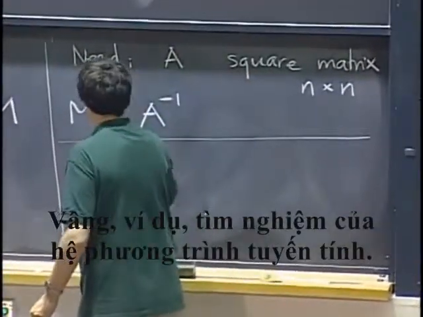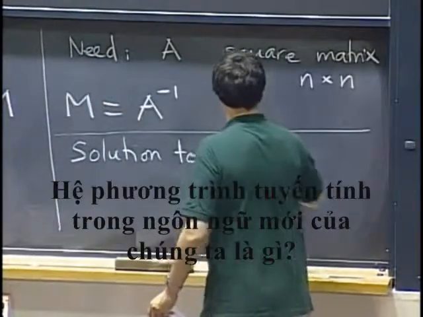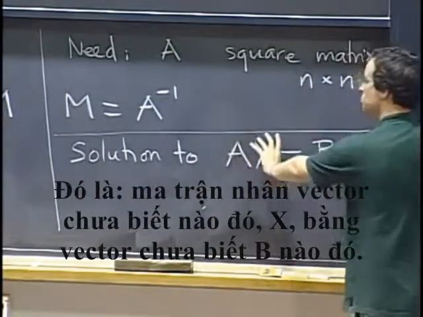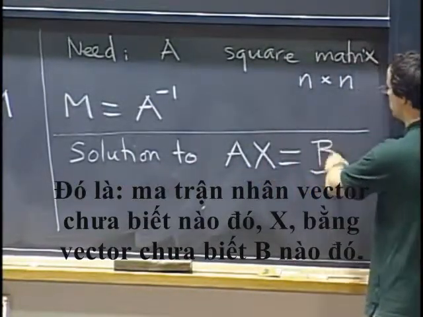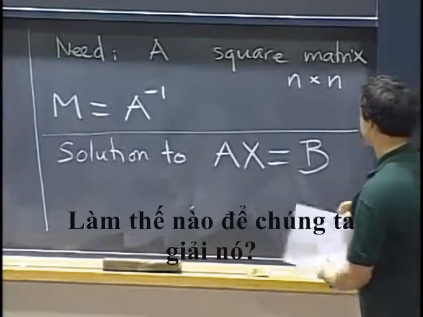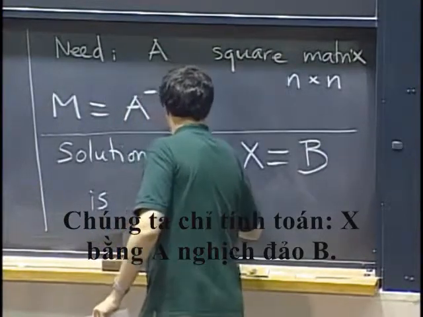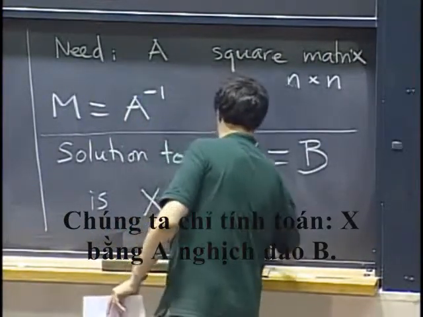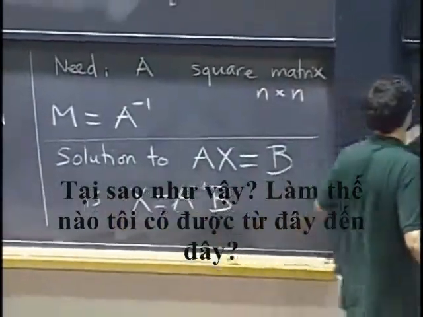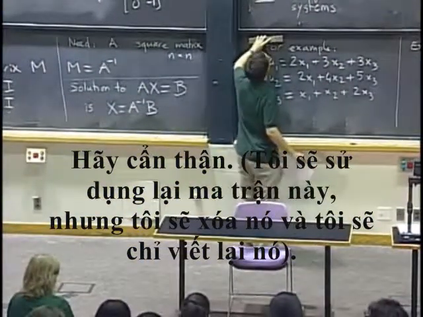And then what is it good for? Well, for example, the solution to a linear system. So what's a linear system in our new language? It's a matrix A times some unknown vector x equals some known vector b. Well, how do we solve that? We just compute x equals A inverse b. Why does that work? How do I get from here to here? Let's be careful.